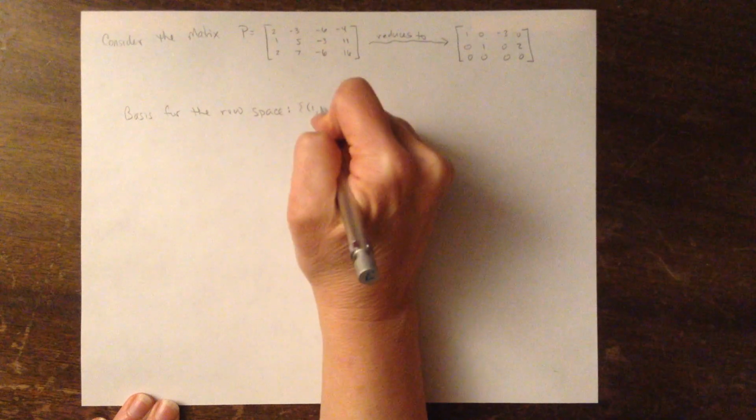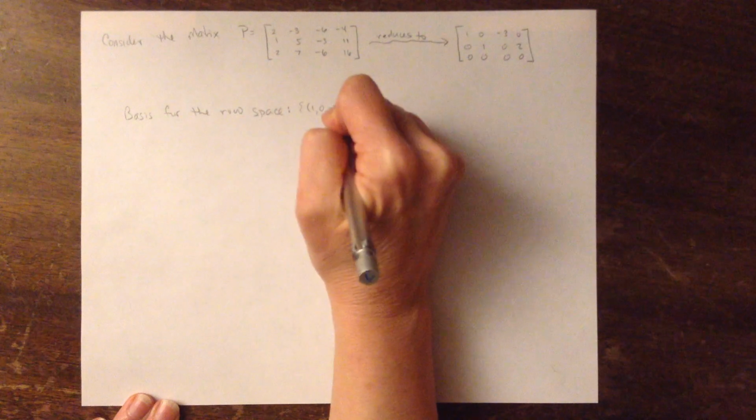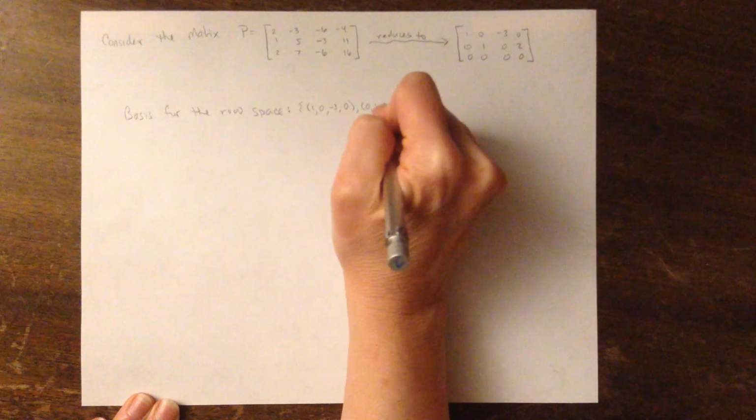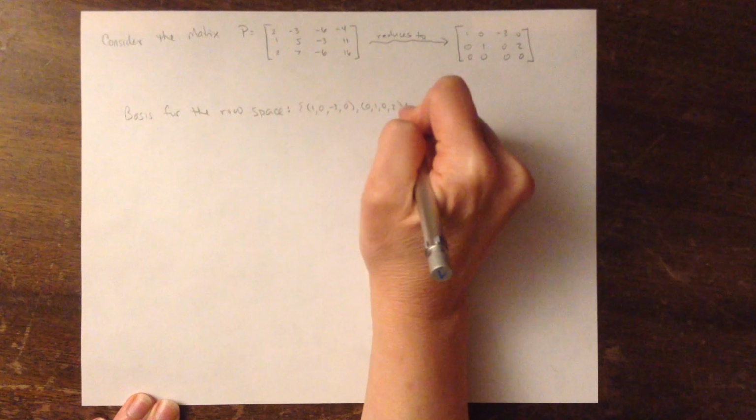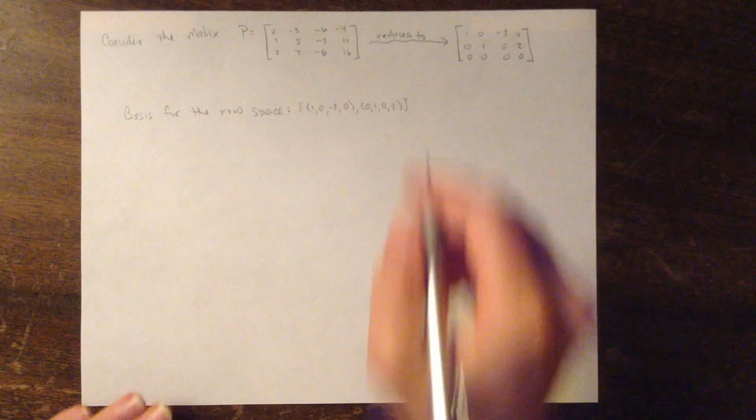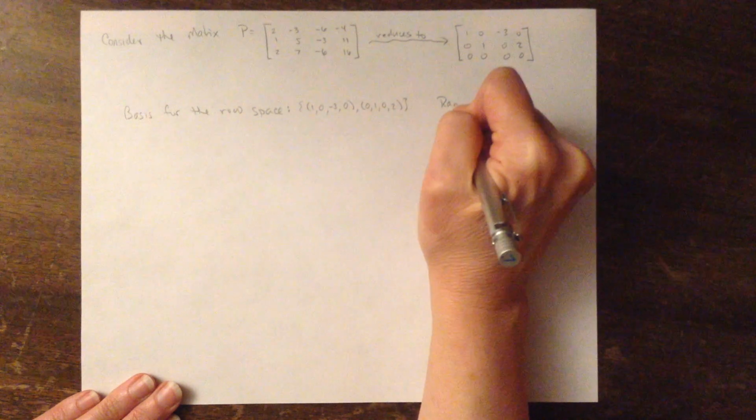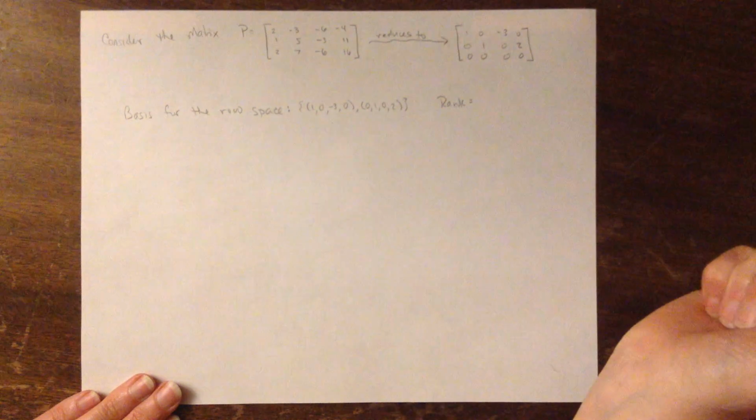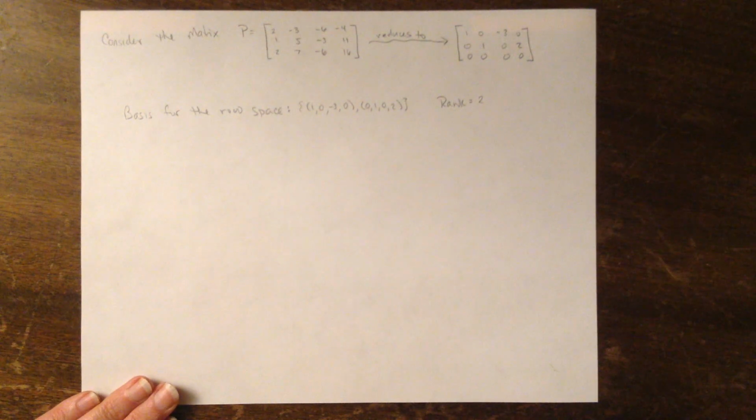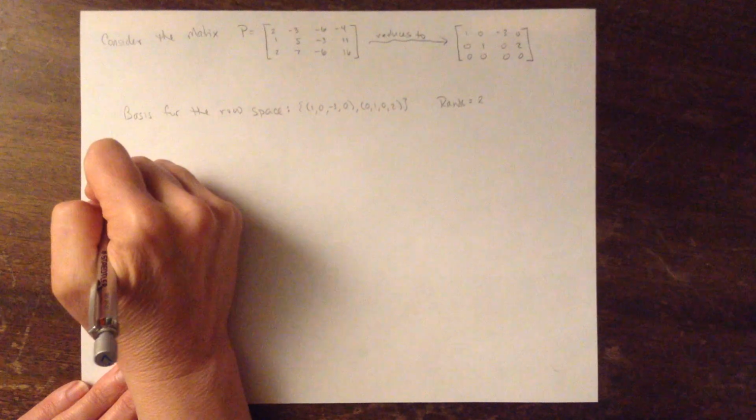So these two rows are independent if it's row reduced. So we have the two vectors that make up the basis for the row space, are these two. And so the row space has dimension 2, so that means the rank, which by definition is the dimension of the row space, is equal to 2. So now let's look at the null space.